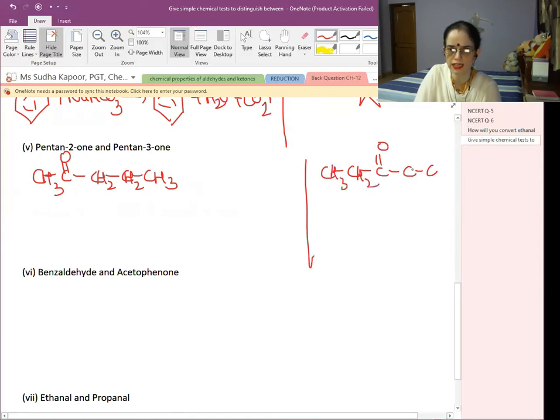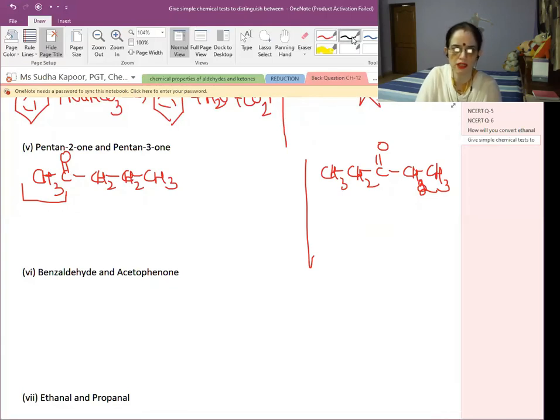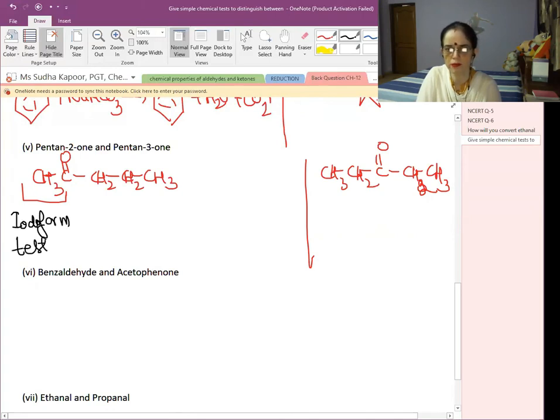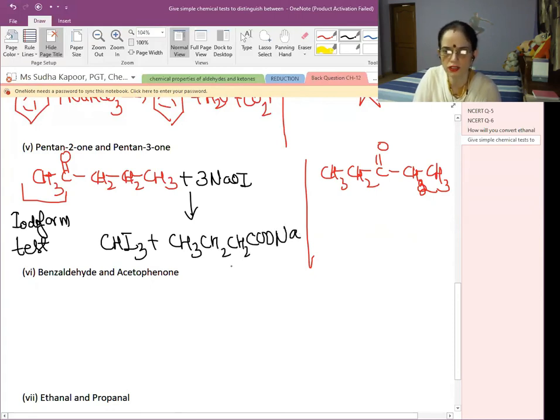So you can see that in case of pentane 2-one, it is the methyl ketone. The methyl part is present. But in case of pentane 3-one, it is the ethyl part. So we know that the methyl ketone used to give the iodoform test. So again, writing the iodoform test. Iodoform test will be given by pentane 2-one. Writing the required material with it, NaOI. We will be getting the product as CHI3 in the form of yellow PPT plus CH3CH2CH2COONa along with the formation of 2 parts NaOH.